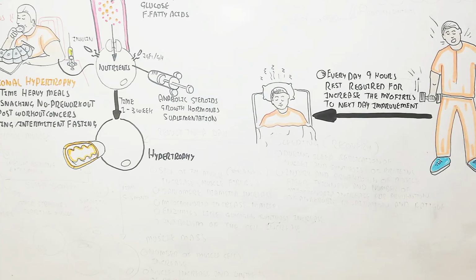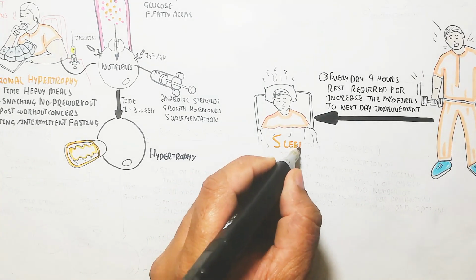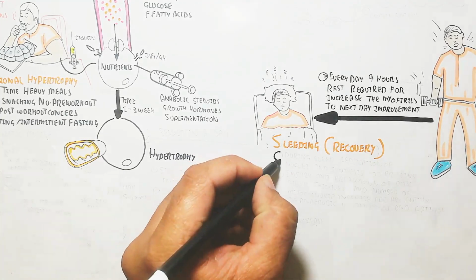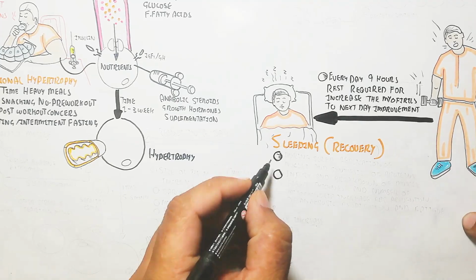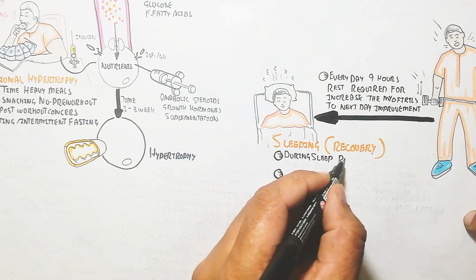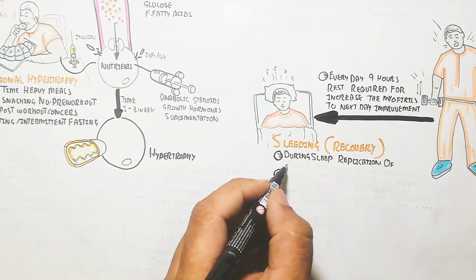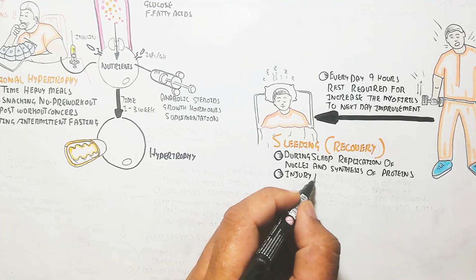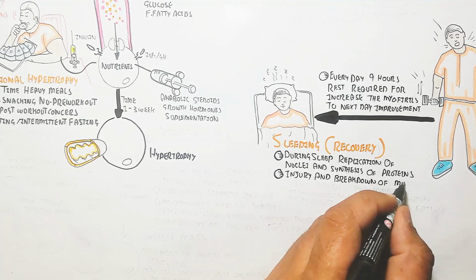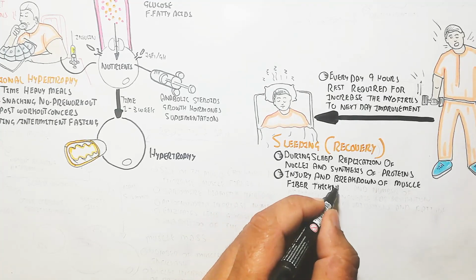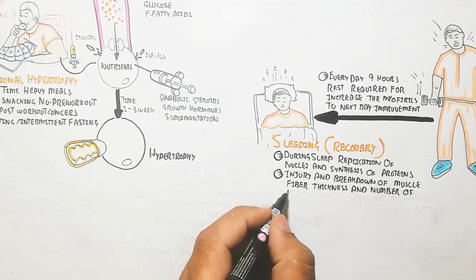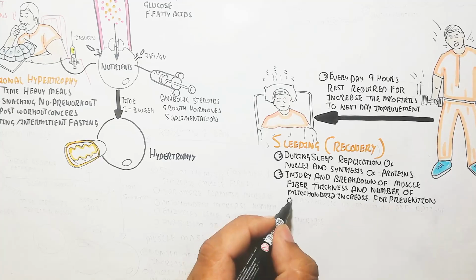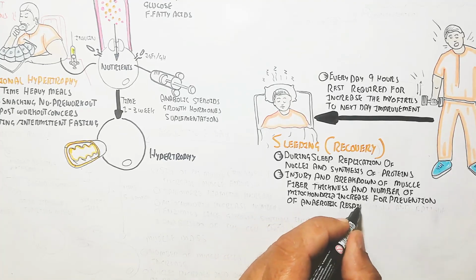Let's understand sleep or recovery. What happens in sleep? During sleep, there is replication of nuclei in the myocyte and synthesis of protein. The increase of nuclei means an increase of DNA, and an increase of DNA facilitates protein synthesis from transcription to translation, so more messenger RNA is produced. With the injury and breakdown of muscle fiber, the thickness and number of mitochondria increase to prevent anaerobic respiration and fatigue.